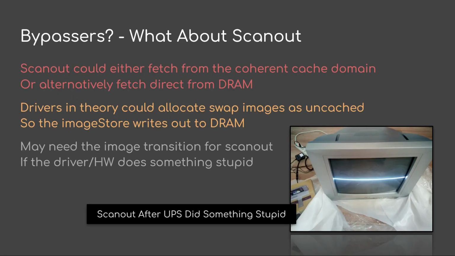What about Scanout? Scanout could either be fetched from the coherent cache domain, or alternatively it could be fetched directly from DRAM, depending on the GPU architecture. Drivers in theory should allocate swap images as uncached if it's going to be fetching from DRAM. That way the image stores will just write out to DRAM, and you don't have to do any later cache flush. However, there's no guarantee a driver is going to do that, so you may need the image transition for Scanout if the driver hardware does something stupid. I do a lot of front buffer rendering, which means you can't really transition.